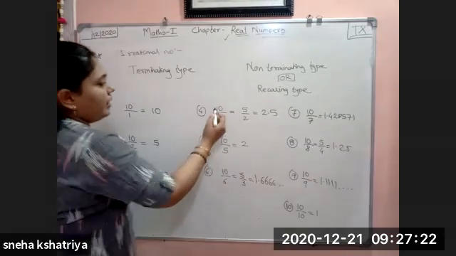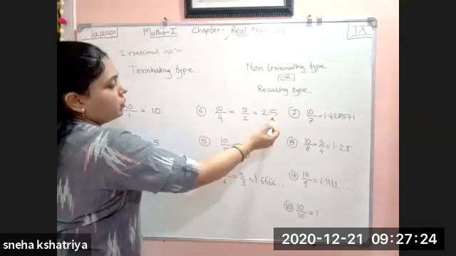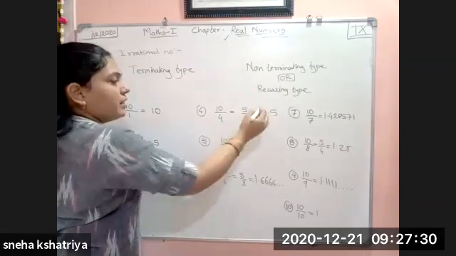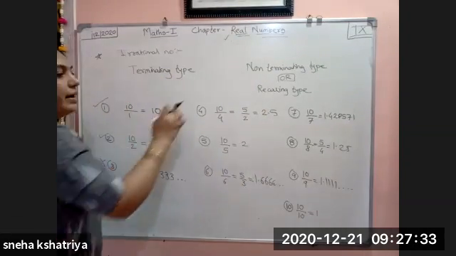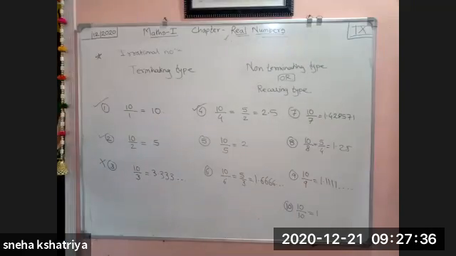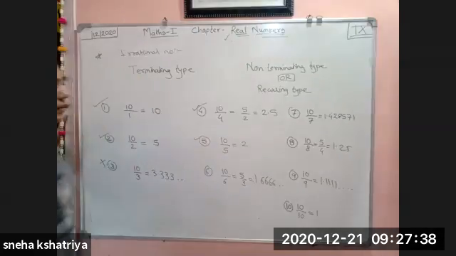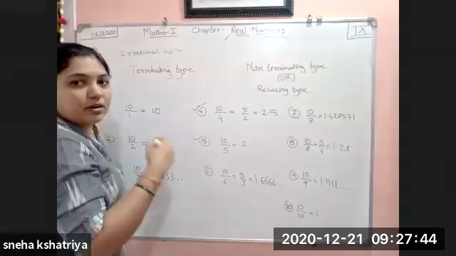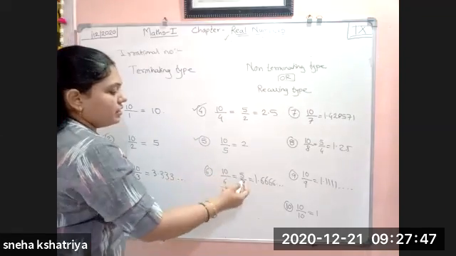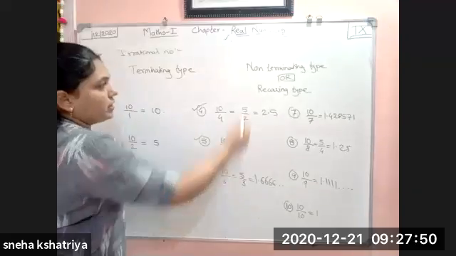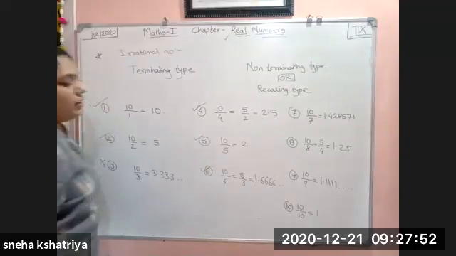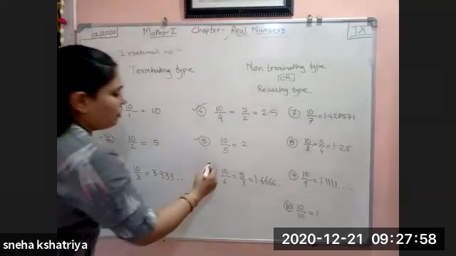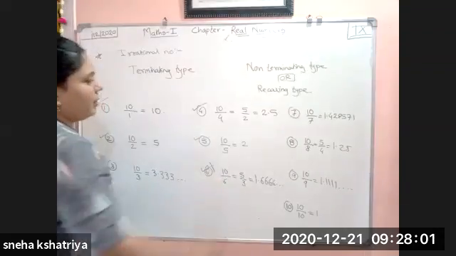Again, 10 upon 4 is 2.5. It is complete division. Either the value is in point, but it completely divides the given number. So it is terminating type. Now see here again, 1.6666, this dot is coming. This kind of fraction is non-terminating type. So keep a cross.